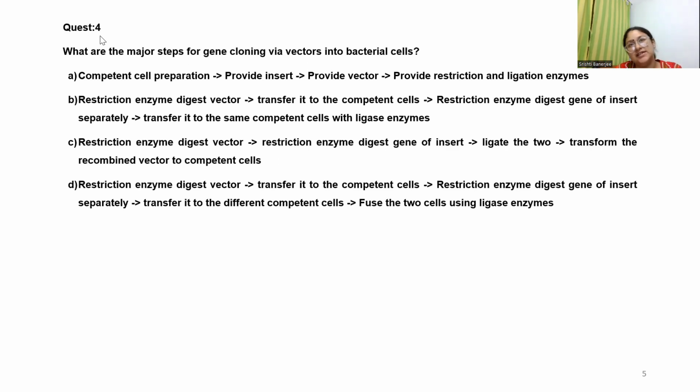So the process is, first you take a vector. Let's discuss this. You can see the four options and we can have a discussion about what the correct option is.